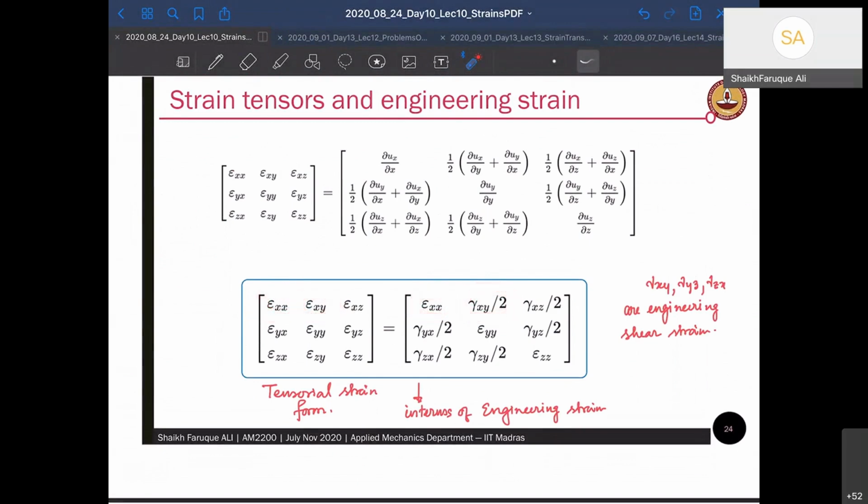And also you need to pay focus on whether I'm writing epsilon or not. If I'm writing epsilon xy, it means it's a tensorial strain, and if I'm writing gamma xy, it means it's an engineering strain. And don't worry about marks, because marks will not be deducted if it is different. But you need to pay attention when you design things. You generally look at gamma xy, not at epsilon xy. Yes, sir.